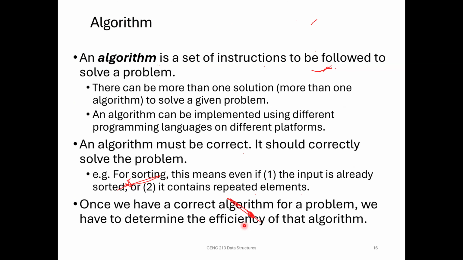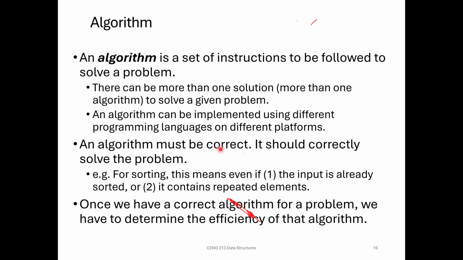Okay. So when we break it down, an algorithm is a set of instructions to be followed to solve a problem. And like we said, there can be more than one algorithm to solve a given problem, and it can also be implemented using different languages. But for it to be an algorithm, there are a few things. One, the algorithm must be correct. If the algorithm is not correct, then it is not an algorithm. It should correctly solve the problem.